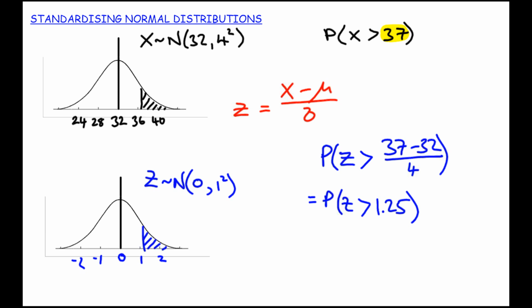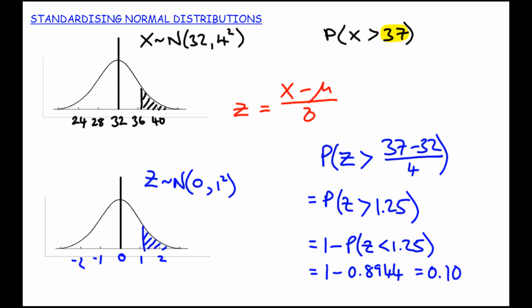Let's go ahead and do that. This is not table ready. Why is it not table ready? We're looking for greater than, and the tables are built for less than. So 1 minus the probability that Z is less than 1.25. Now we are ready to look that up in the tables. 1 minus 0.8944, which leads to a final answer of 0.1056.